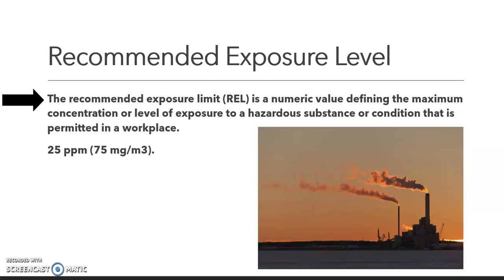Recommended exposure level. The recommended exposure level, REL, is a numeric value defining the maximum concentration or level of exposure to a hazardous substance or condition that is permitted in a workplace. In this case, it's 25 parts per million for Glycidol.